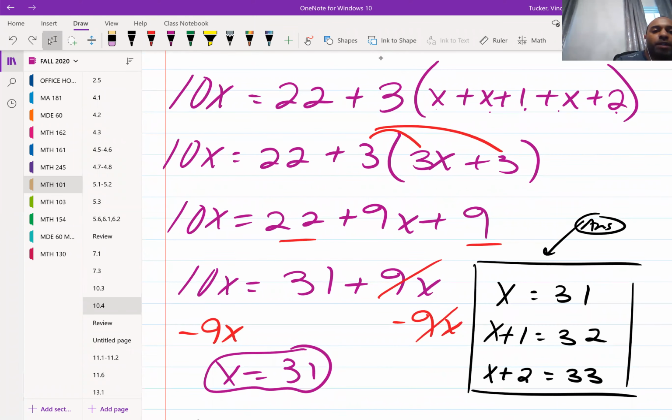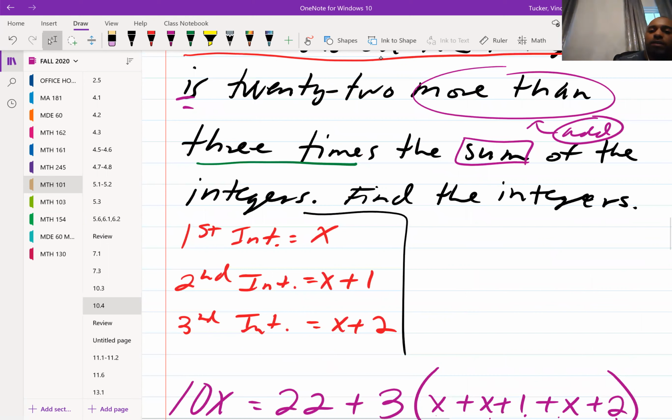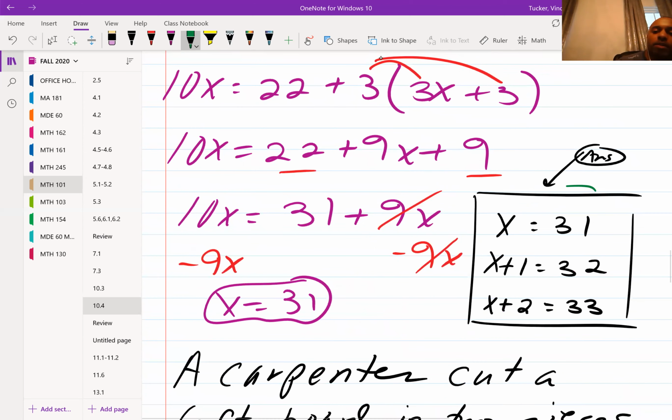Then from there, don't forget, this isn't our answer. x equal to 31 is not the answer. They wanted us to find the integers. So you take x equal to 31, and then 31 plus 1, and 31 plus 2. And so that's how I got my answers right here.